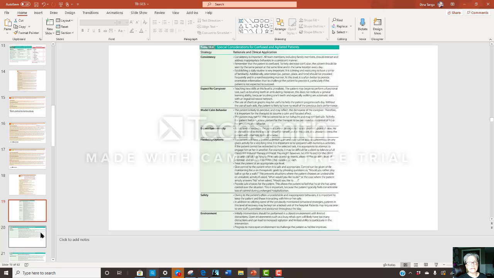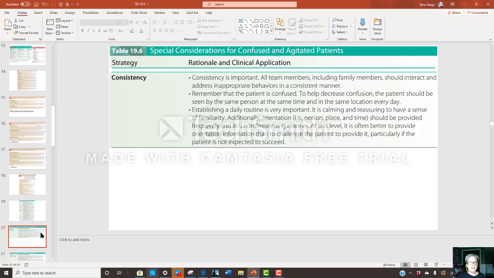This is table 19.6, special considerations for confused and agitated patients. Consistency. Consistency is important. All team members, including family members, should interact and address inappropriate behaviors in a consistent manner. Remember that the patient is confused. To help decrease confusion, the patient should be seen by the same person at the same time and in the same location every day.